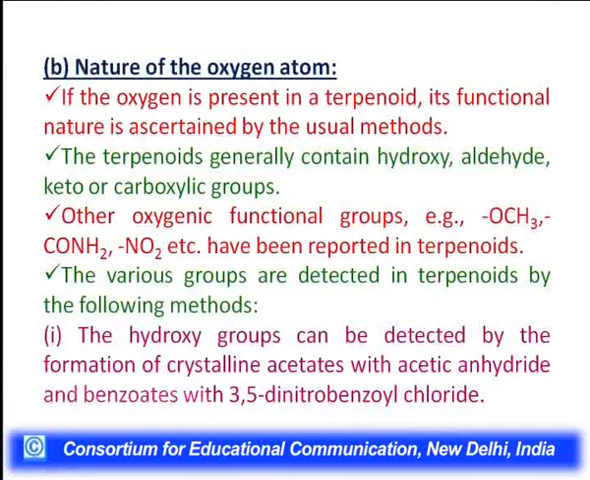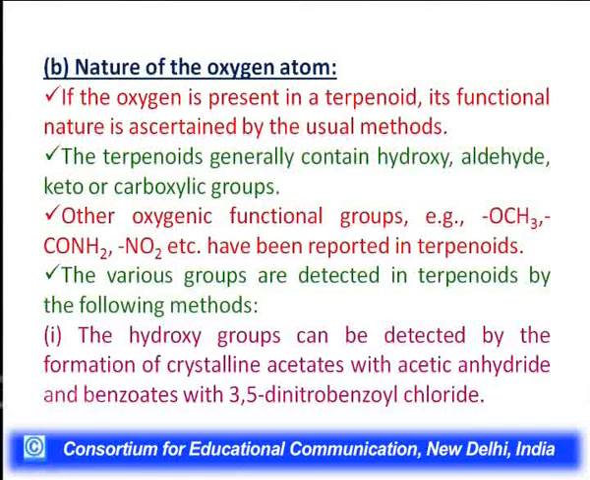After discussing the molecular formula, then comes the nature of the oxygen atom present. If the oxygen is present in the terpenoid, its functional nature is ascertained by the usual methods. The terpenoids generally contain the hydroxy, aldehyde, keto and the carboxylic groups. Other functional groups are OCH3, that is the ether, CONH2, that is the amide linkage, NO2, nitro group, etc. have been reported in some terpenoids. The various groups are detected in terpenoids by the following methods.